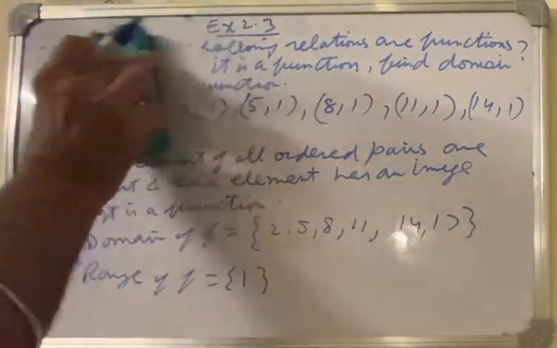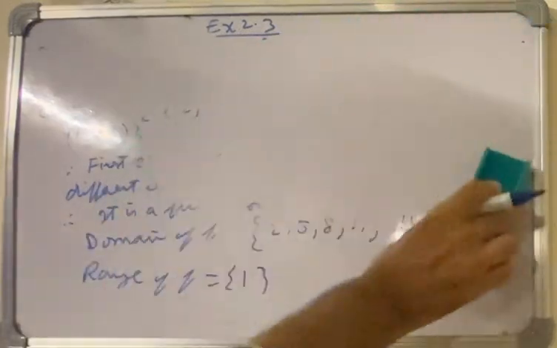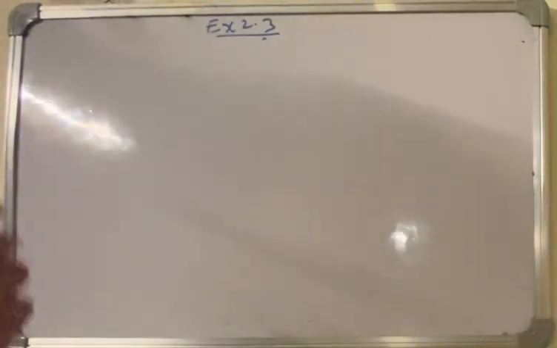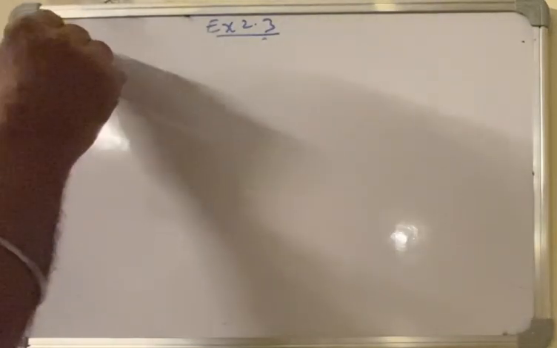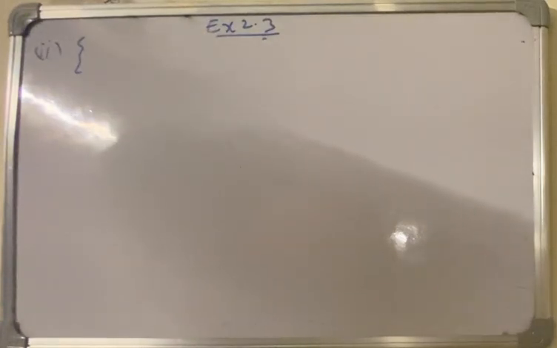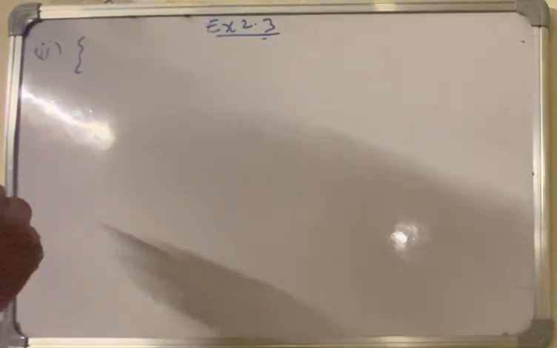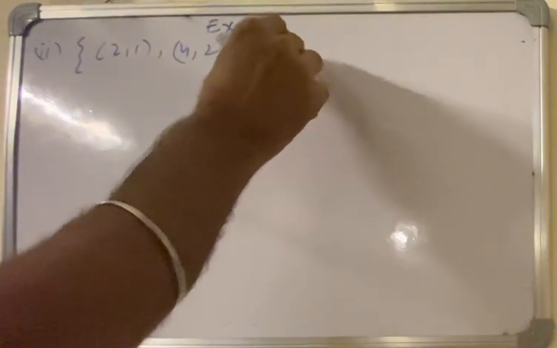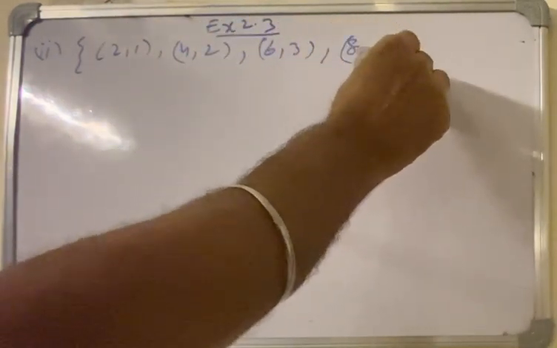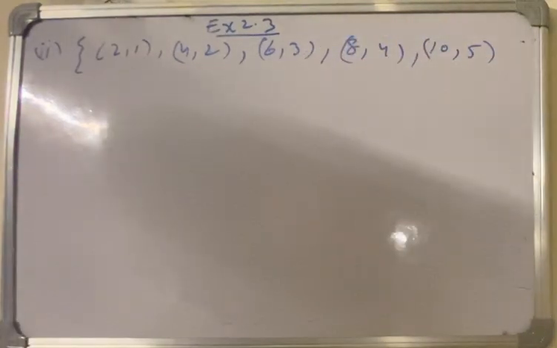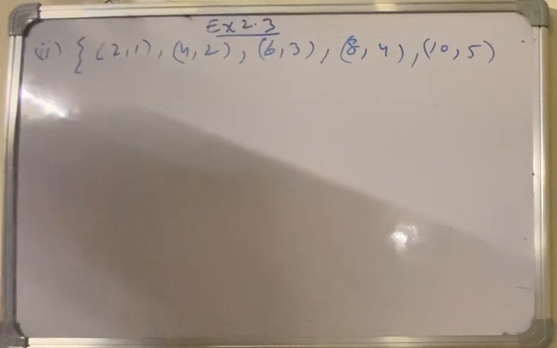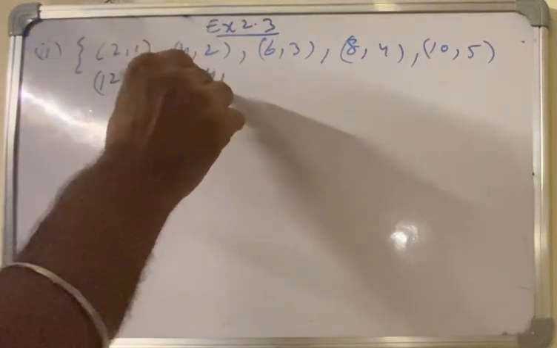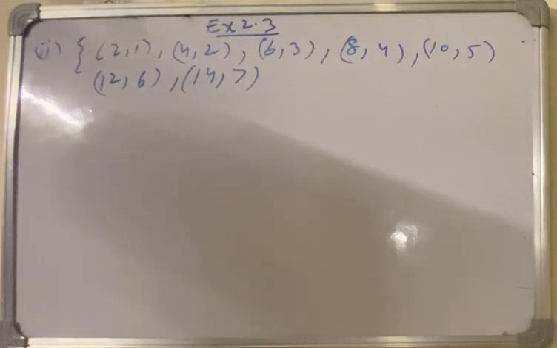Second part of this question. The relation is (2, 1), (4, 2), (6, 3), (8, 4), (10, 5), (12, 6), (14, 7).